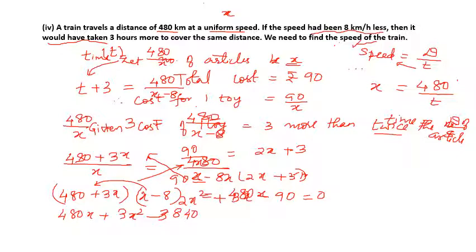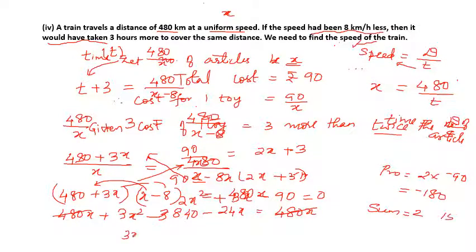3840. Then you have minus 8 into plus 3x. That will be minus 24x. That is equal to 480x. Now both sides we have 480x, and that will get cancelled. Then we have 3x square minus 24x minus 3840 equal to 0.